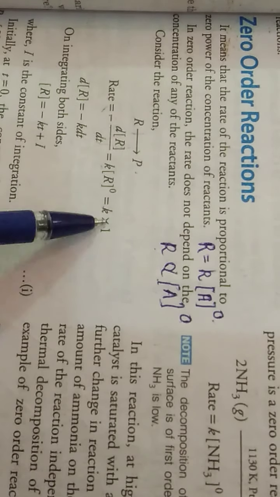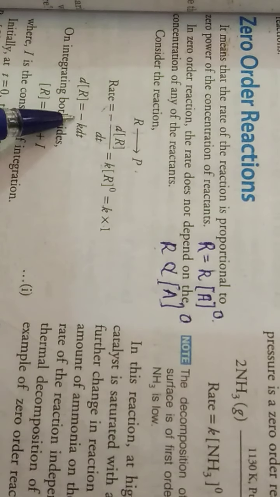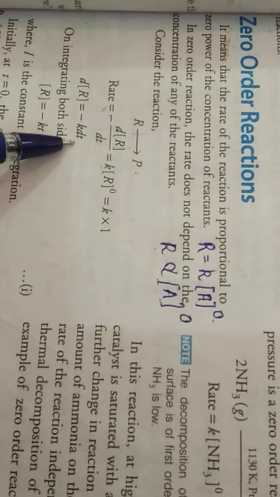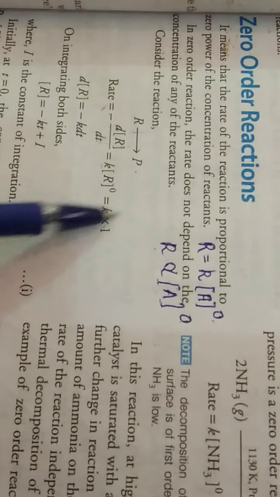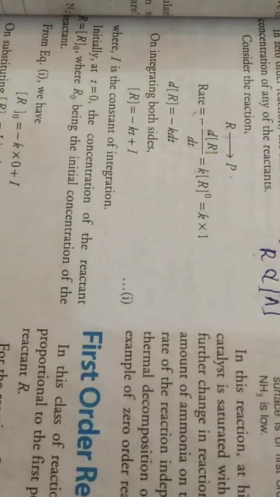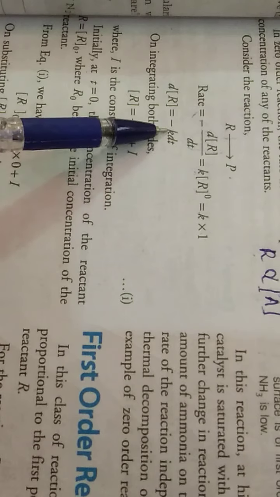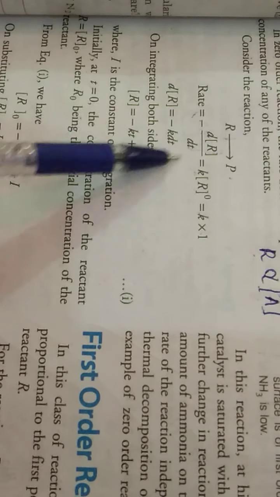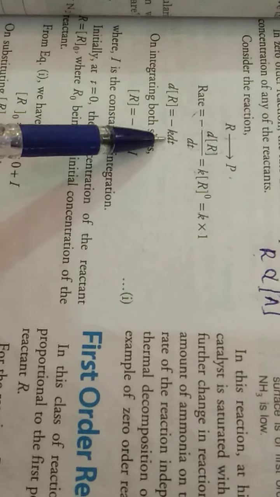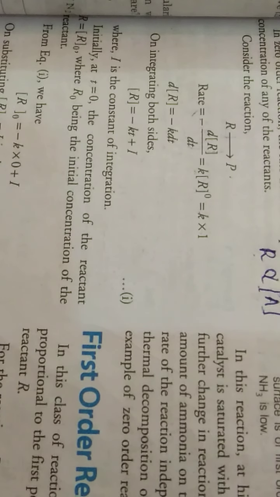It means minus d[R] is equal to k dt. Now this minus will shift to the k side, so d[R] is equal to minus k dt. Now we will integrate this differential equation on both sides. On integrating this equation, children, what do we get? The concentration of R is equal to minus kt plus I. Here, children, I is the constant of integration.